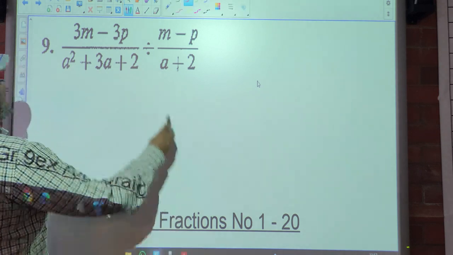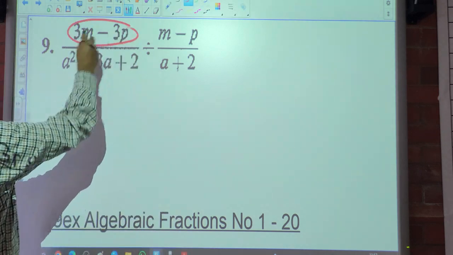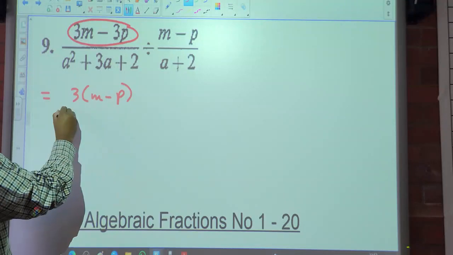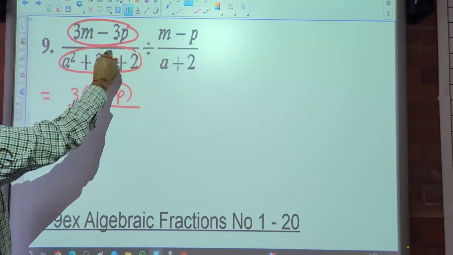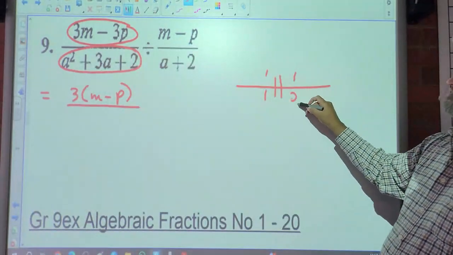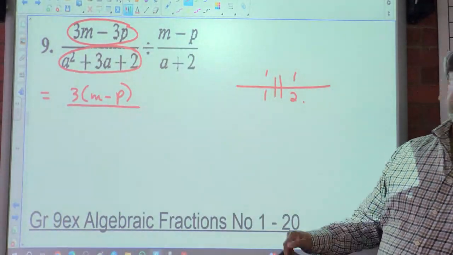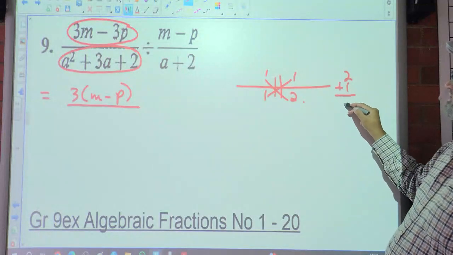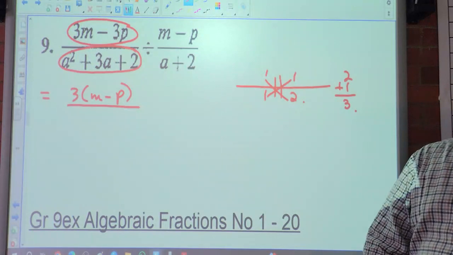So what needs to be done in the numerator here? Common factor of 3. I'm left with m minus p. What's going to happen at the bottom? Trinomial. So what goes on the line? 1 and 1, 1 and 2. Do we add or subtract? Add. 1 times 2 is 2, 1 times 1 is 1. We add it, we get 3.